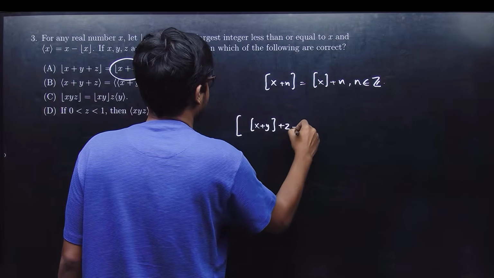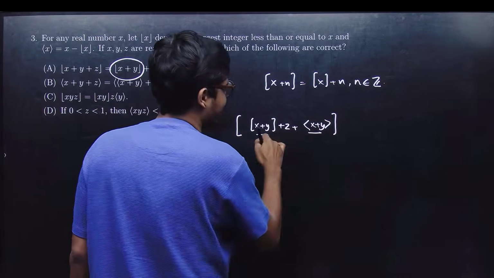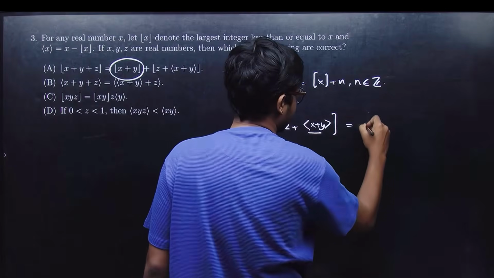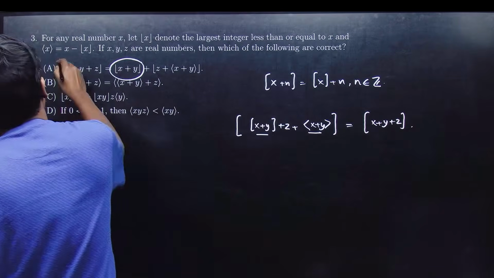So this first right hand side is going to look like box x plus y plus z plus fractional part of x plus y. Now if I combine this and this together, what will I get? Box of x plus y plus fractional part of x plus y is nothing but x plus y. So this will turn into x plus y plus z, which is precisely my left hand side. So option A is correct for us.